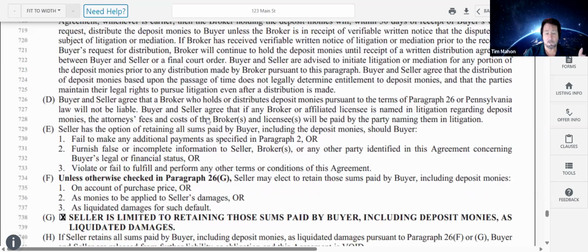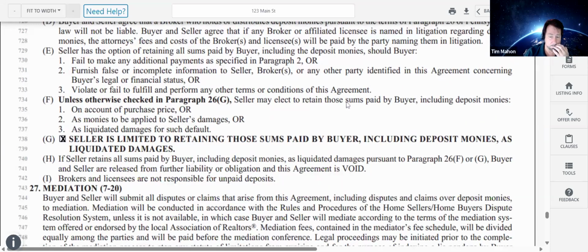Buyer and seller agree that the broker who holds and distributes deposit money pursuant to paragraph 26 will not be liable. We have to keep that money in escrow until a court releases it, or until both parties sign off on a release, or, and this is the most common one, a successful settlement. Unless otherwise checked, seller may retain sums paid by buyer, which includes deposit monies.